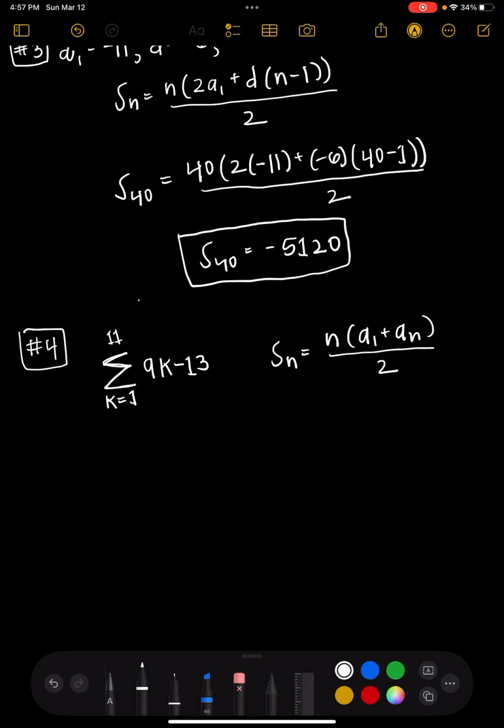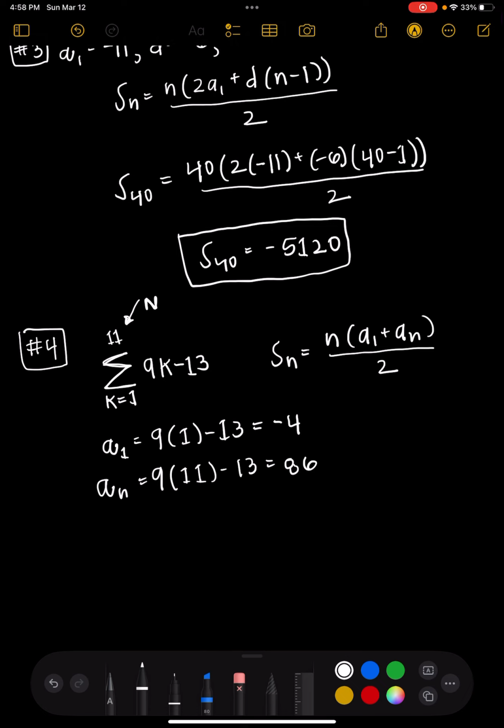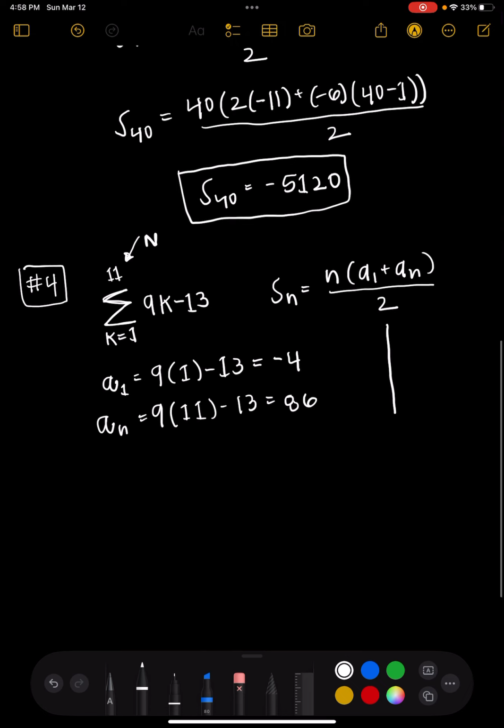So now my a1 has to be negative 4, and my an has to be 86. Now we have all of this information. We have a1, we have an, and we have n, which means we can plug it into this equation. So S sub 11, because we know our n is 11, is equal to n, which once again we decided was 11, times a1, which is negative 4, plus 86, because that's our an, all over 2. And now let's just plug that into a calculator.